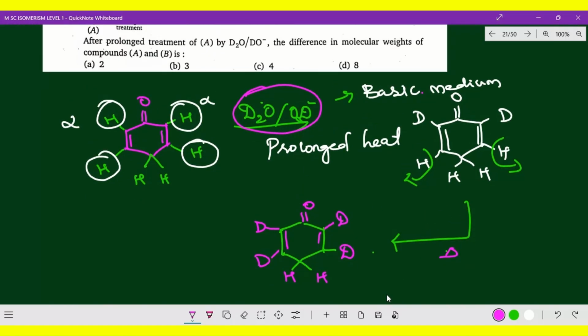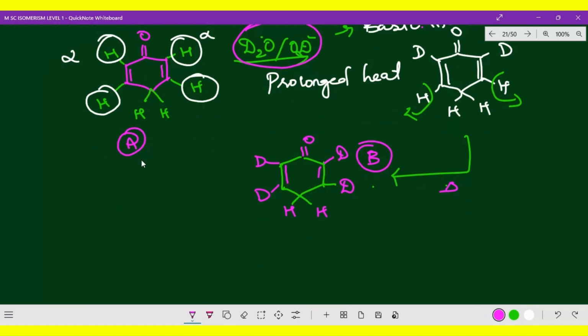Now they are asking about the difference in molecular weights of compound A and B. So this is compound A and this is compound B. Molecular weight difference, yes, of course, 100%. Here how many hydrogens are there? Four alpha hydrogens. So naturally four deuterium, the hydrogen isotope, will also be available.